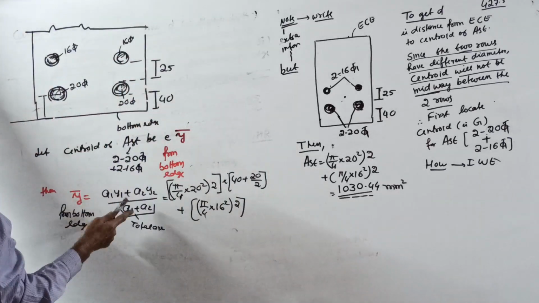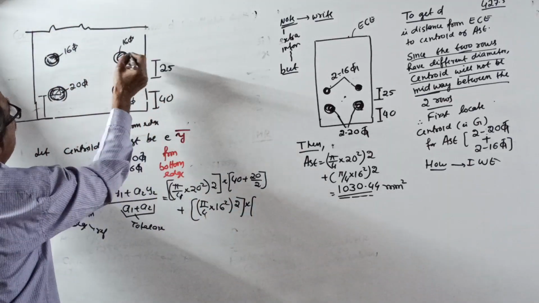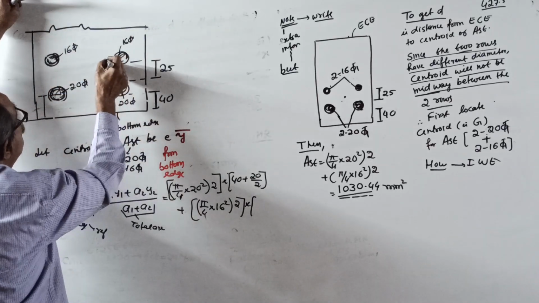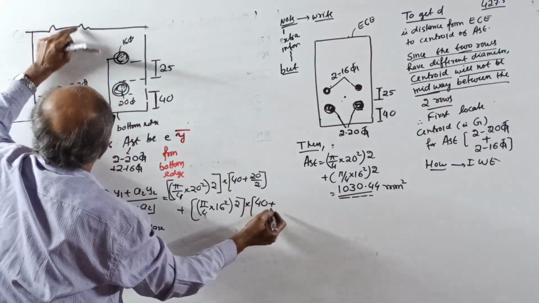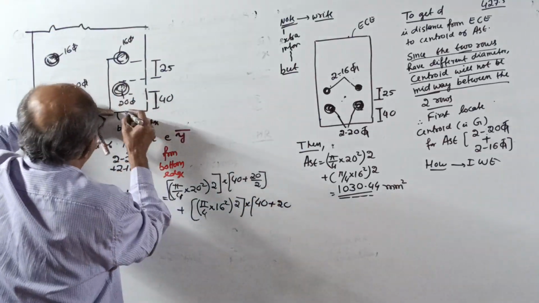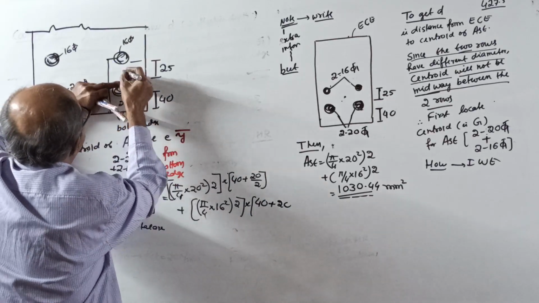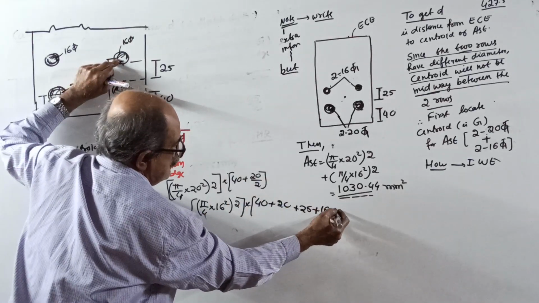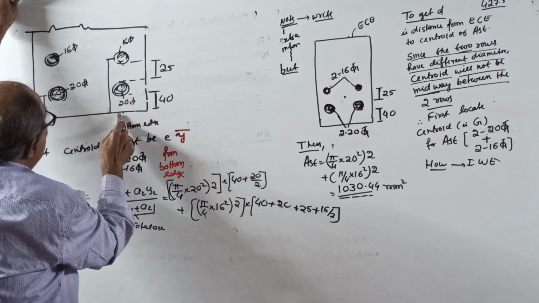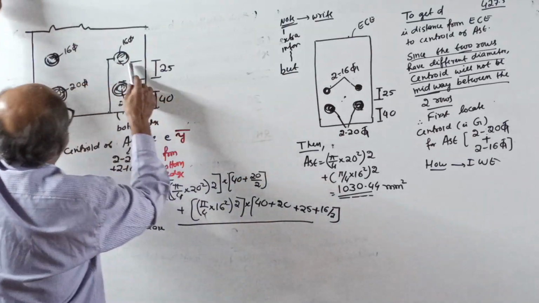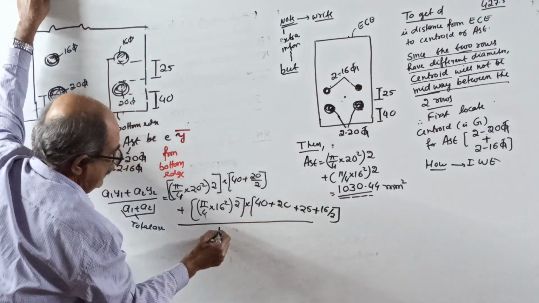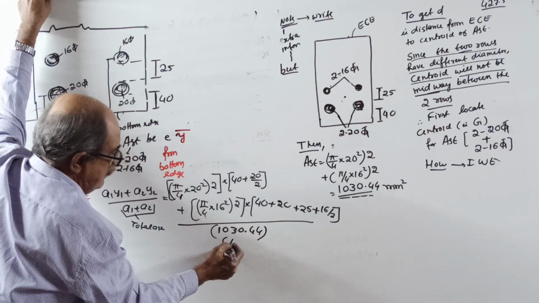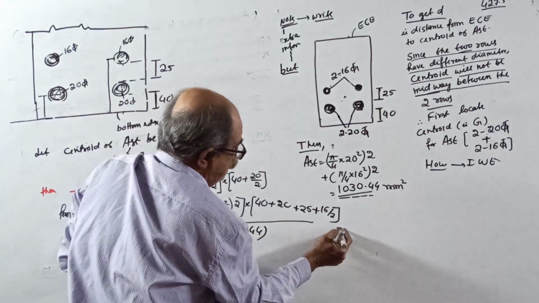But there are 2 bars, into 2 is your total. These 2 together is called A2, into distance of centroid of that row from here. 40 from here up to here. 40 plus 20, this 40 plus this diameter 20 plus full 25 plus another 16 by 2. Close, over. A1Y1, A2Y2 divided by total area. You already know it. How much? Don't calculate, 30.44, because this is a total. Already we know it. Total. You get the value of Y bar in millimeter.